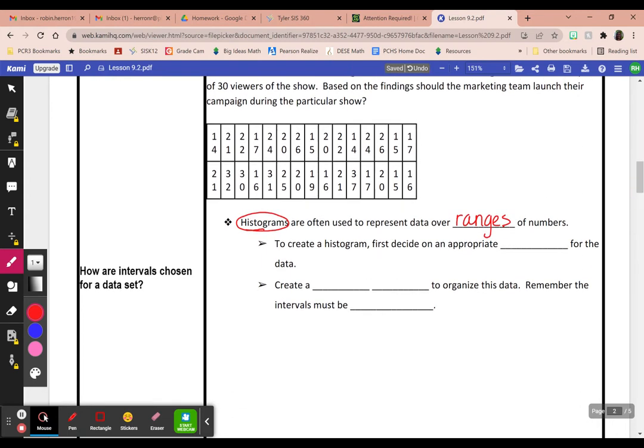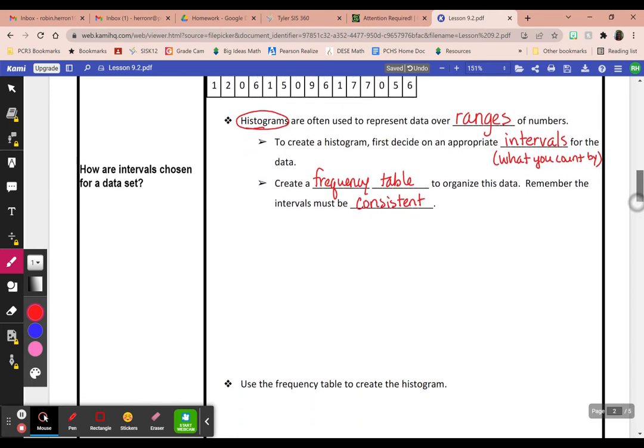To create a histogram, first decide on an appropriate interval for the data. Intervals are what you count by on the graph, so you have to decide what you're going to count by that makes sense. Then create a frequency table, so how often something happens, to organize it. And remember the intervals must be consistent, which means you must keep them the same throughout the whole thing. You can't count by twos and then skip to 5 and then skip to 3. It has to be the same thing over and over again.